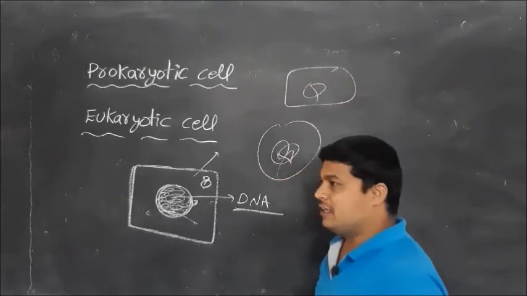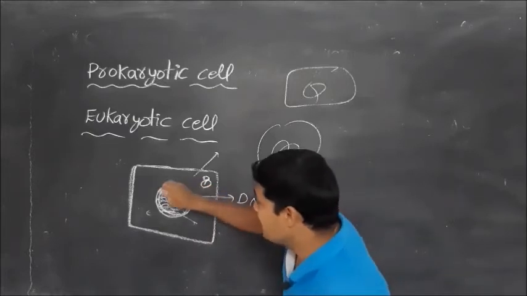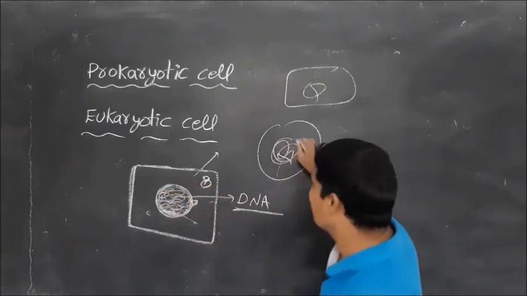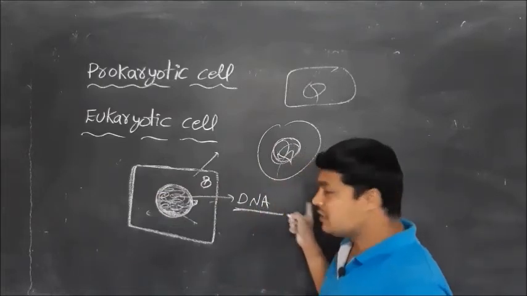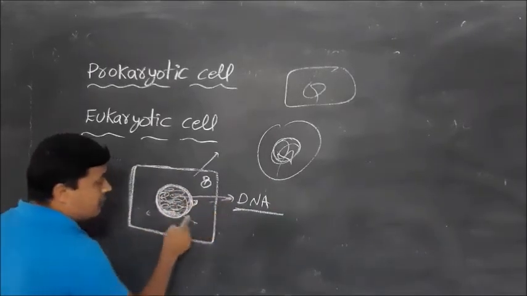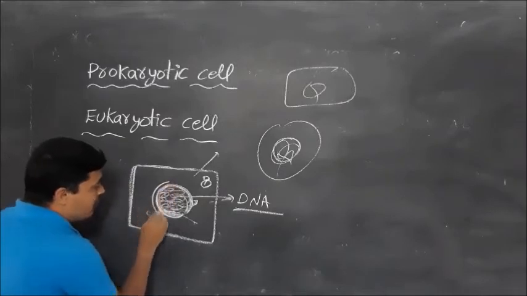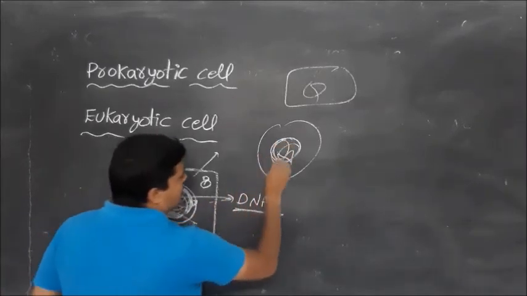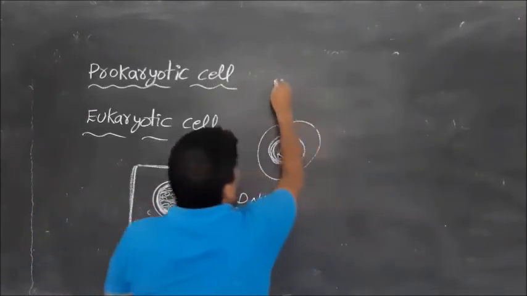But observe here, in plant cell and animal cell, a separate chamber is there. What is the separate chamber? Nucleus. In animal cell, a separate chamber is there for DNA, the nucleus. In plant cell also, there is a separate chamber for DNA. What is the separate chamber name? Nucleus. This nucleus is surrounded by two membranes. Here also the nucleus is surrounded by two membranes.